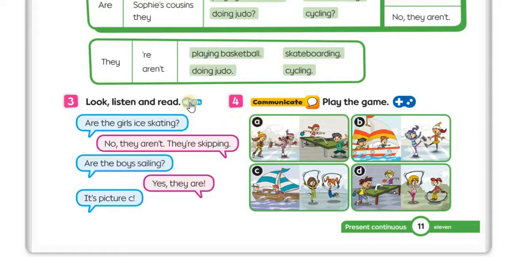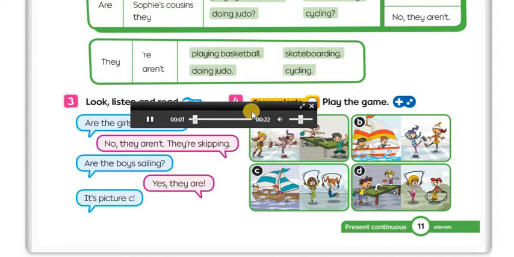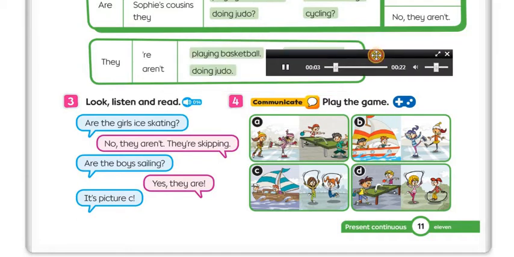Look, listen, and read. Listening 14. Are the girls ice skating? No, they aren't. They're skipping.